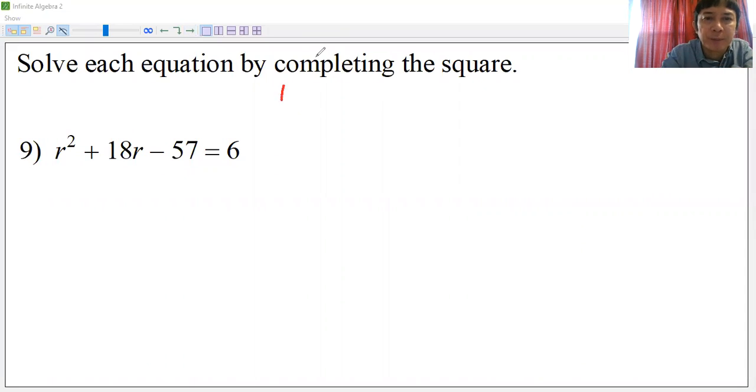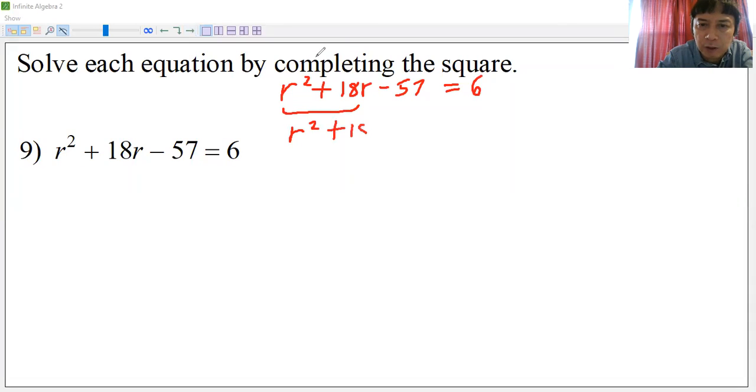Okay, we copy the problem. Let me write smaller because it might not fit. r squared plus 18r minus 57 equals 6. All right, that's the given. Okay, the way to do this, make use of the first two terms, the r squared and the r to the 1, okay? We are going to start there. All right, we're going to begin here. r squared plus 18r.